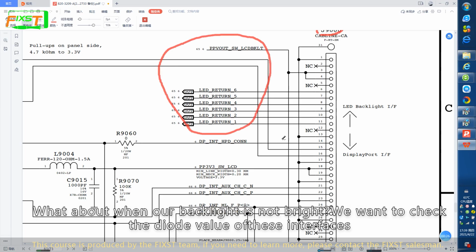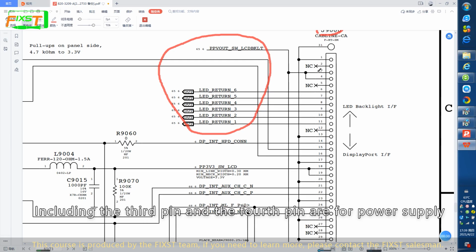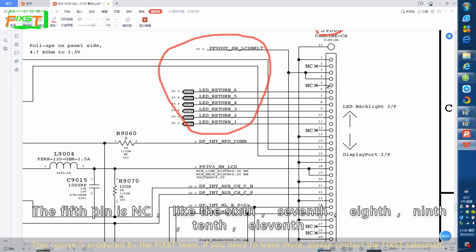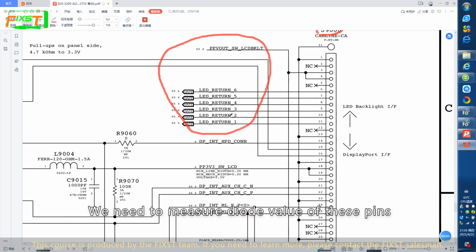What about when our backlight is not bright? We want to check the diode value of this interface, including the third pin and the fourth pin of the power supply. NC is empty, we don't care about it. The fifth pin is NC, like the 6th, 7th, 8th, 9th, 10th, 11th. We need to measure the diode value of these pins.